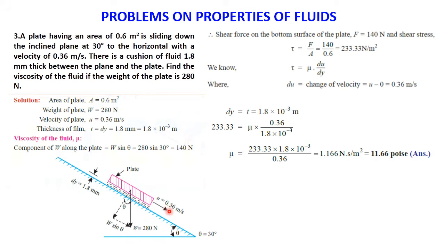So the actual value of velocity at which the plate is moving in the downward direction is 0.36 meters per second. Then between this fixed system and the plate, there is a cushion, meaning a fluid layer of 1.8 mm thickness. So this dy is equal to 1.8 mm. This is the distance between the plate and the system. Then find the viscosity of the fluid if the weight of the plate is 280 Newton.